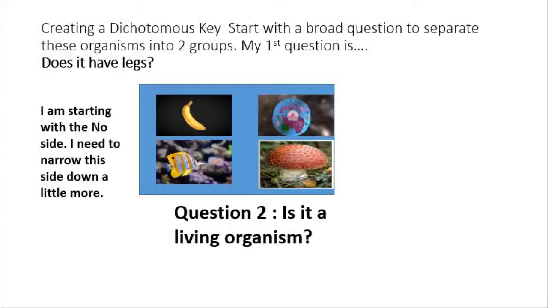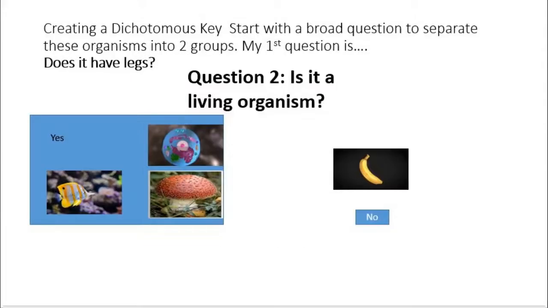Now my goal is going to be to narrow this side down until each organism is in its own category. So my second question is going to be, is it alive? Okay, a banana was part of a plant that was once alive, but it's not a living organism on its own. So no, a banana can go into its own category now, whereas the other 3 organisms are alive. So I have to further break those down.